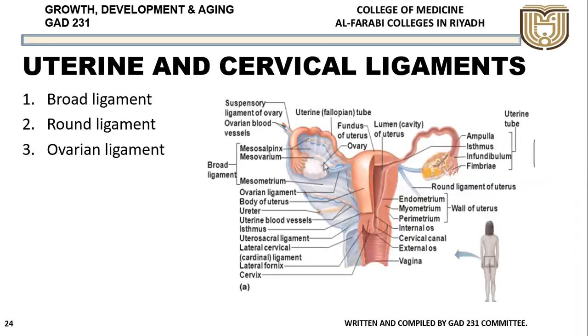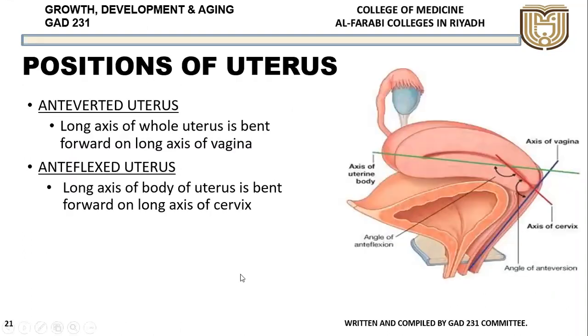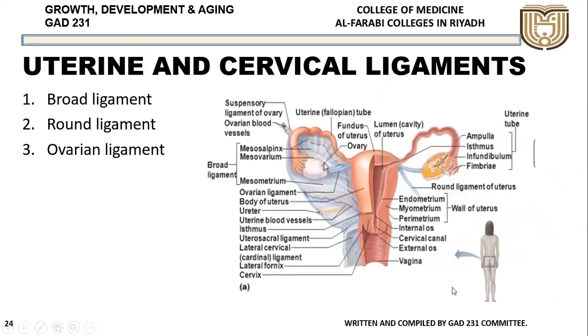Finally, coming to the ligaments which hold the uterus, I showed you it is in this angulation. How is this held in its position? This is by uterine and cervical ligaments. There are three important ligaments. One is called the broad ligament. This blue colored structure is the broad ligament of the uterus.